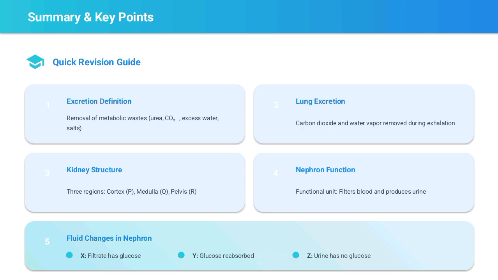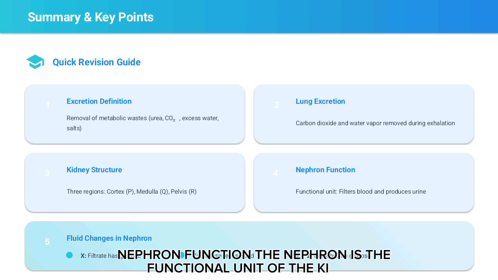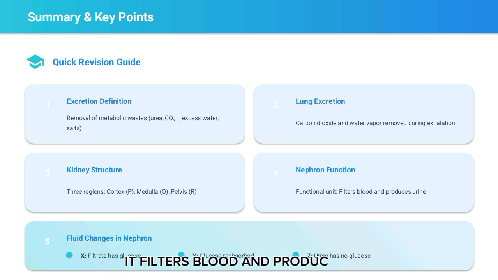Number 4, nephron function. The nephron is the functional unit of the kidney. It filters blood and produces urine. Number 5, fluid changes in the nephron. At X, filtrate has glucose. At Y, glucose is reabsorbed. At Z, urine has no glucose.